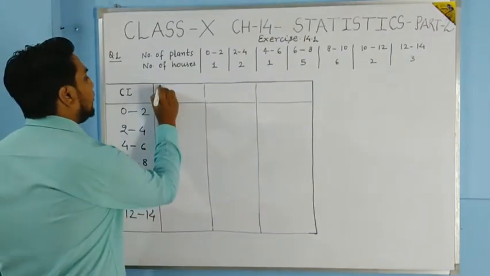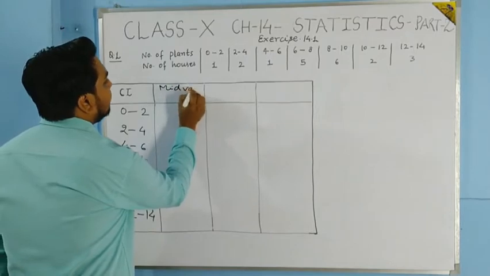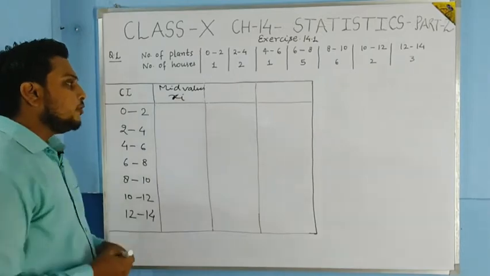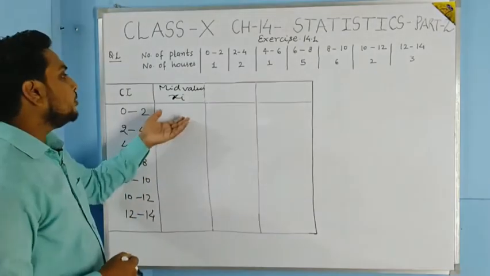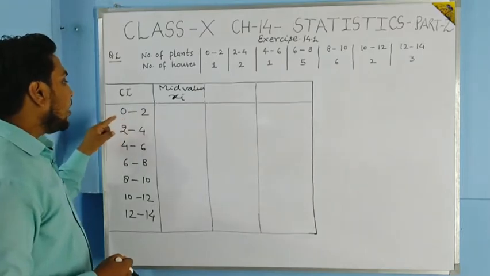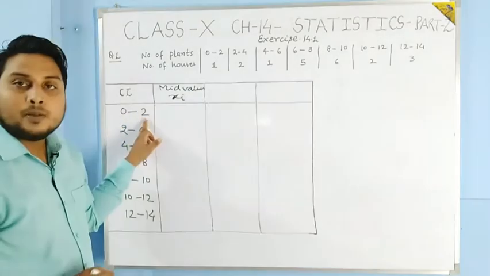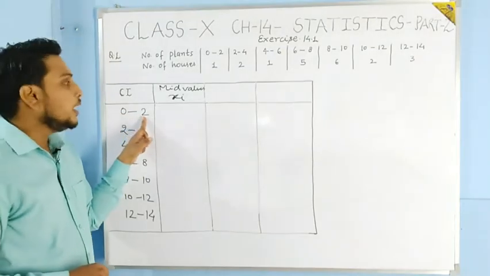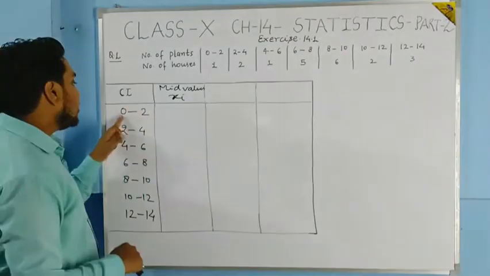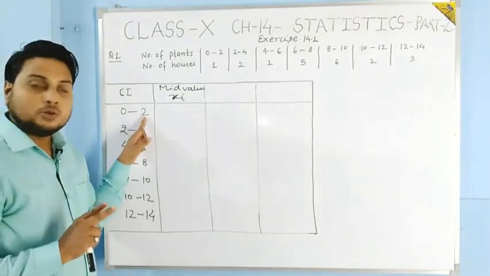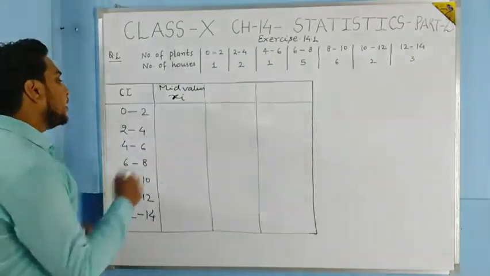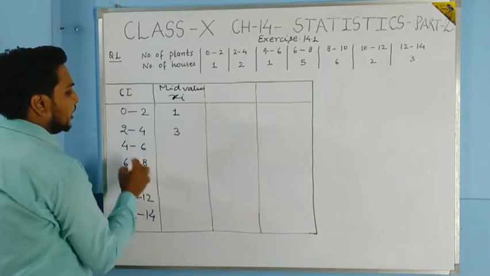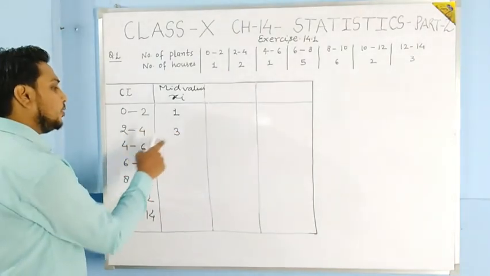After that, in the second column we write the mid values, meaning xi. Remember students, what I have told you about mid values? Mid value is the average of the lower limit and upper limit. If you add the lower limit and upper limit and divide by 2, you will find your mid value. So for 0 to 2, 0 plus 2 is 2, 2 upon 2 is 1. The mid value of 0 to 2 is 1. The mid value of 2 to 4 is 3, since 2 plus 4 is 6, and 6 upon 2 is 3.